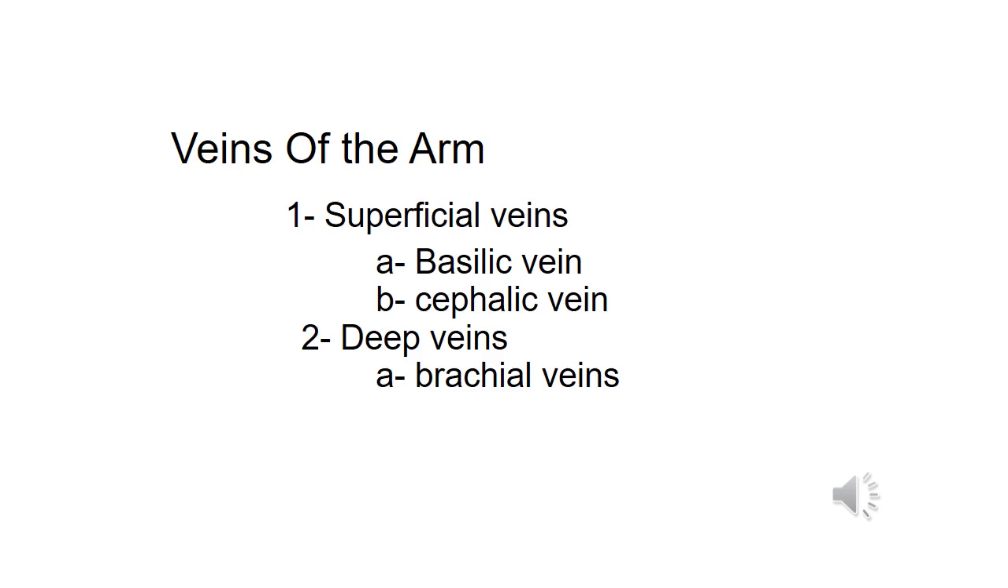Superficial veins of the arm include the basilic vein and the cephalic vein, while deep veins of the arm are the brachial veins which accompany the brachial artery. Let us talk about these veins and their drainage one by one.